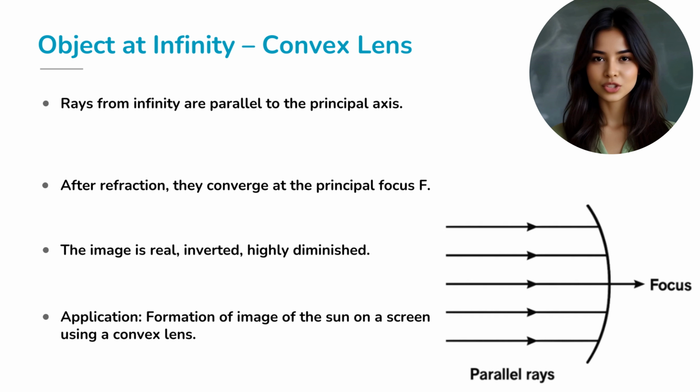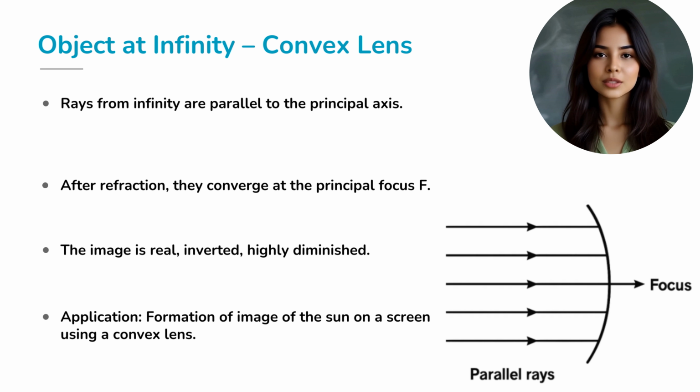What kind of image do we get? Since all those rays squeeze into a single sharp point, the image is real, inverted, and highly diminished. In fact, an entire huge object like the sun gets reduced to a tiny bright spot at the focus. Imagine fitting the sun in the palm of your hand. Optics makes that possible on a screen.